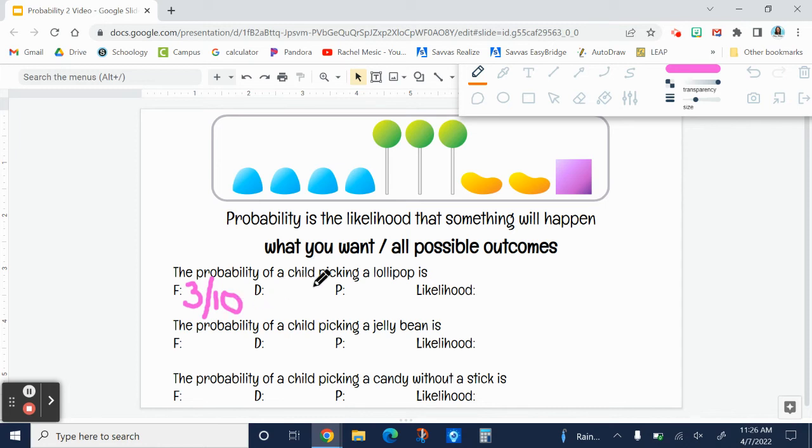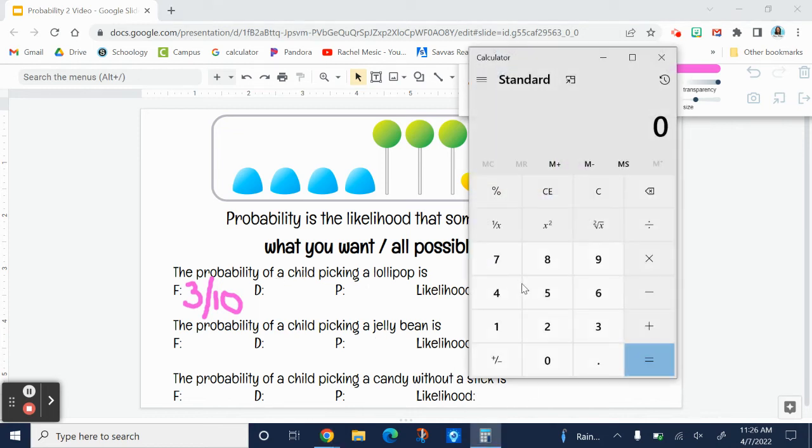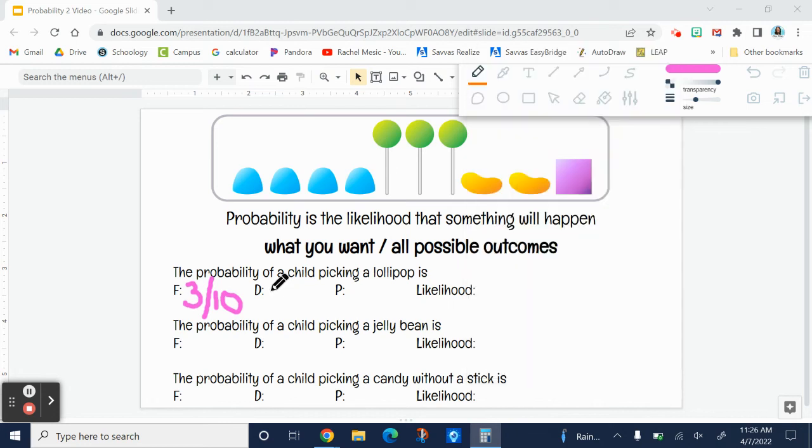So we are going to change this to a percent. The easiest way is to make it a decimal first. So we're going to do the numerator divided by the denominator. 3 divided by 10. So here's the decimal. And then to make that a percent, you have to multiply it by 100. Or you can move the decimal 2 places to the right. And then you might need to fill in an extra number with a 0. So this one would be 30%.